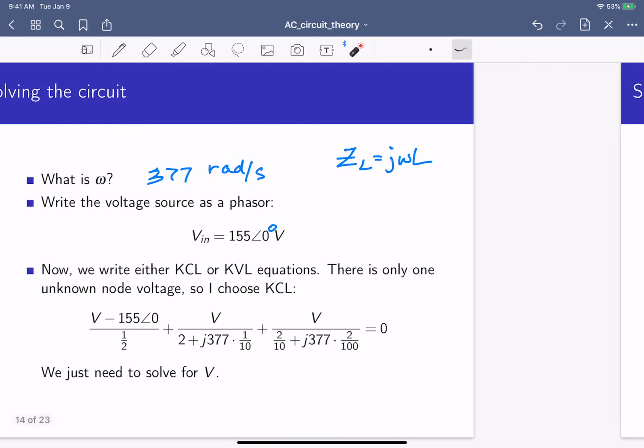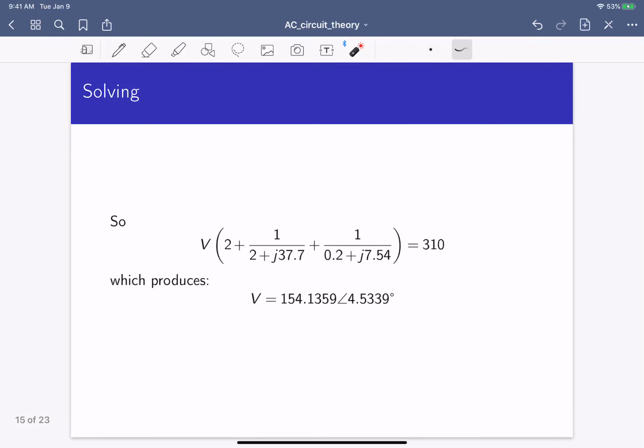When we solve for V, we end up with 154.1359 at an angle of 4.5339 degrees. One of the things you need to remember here is to carry as many digits of precision as possible in your calculator so that your rounding does not give you errors.